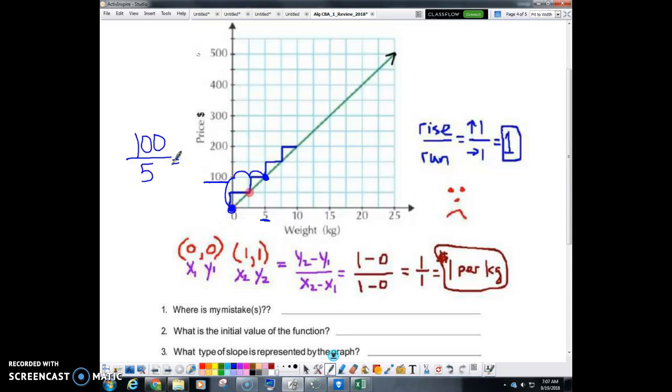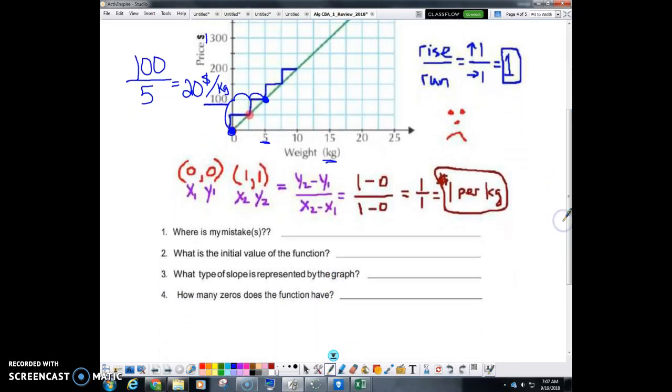So 100 divided by 5 is 20. And it's actually price per kilogram. So his mistake is that the slope is actually equal to $20 per kilogram.